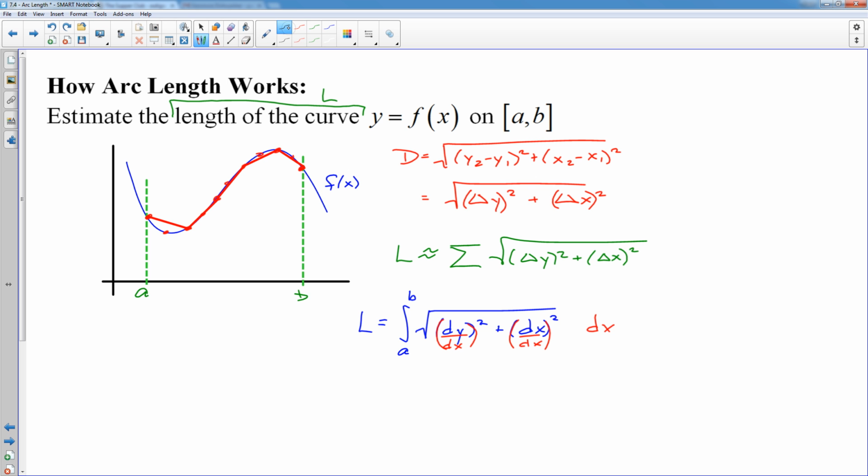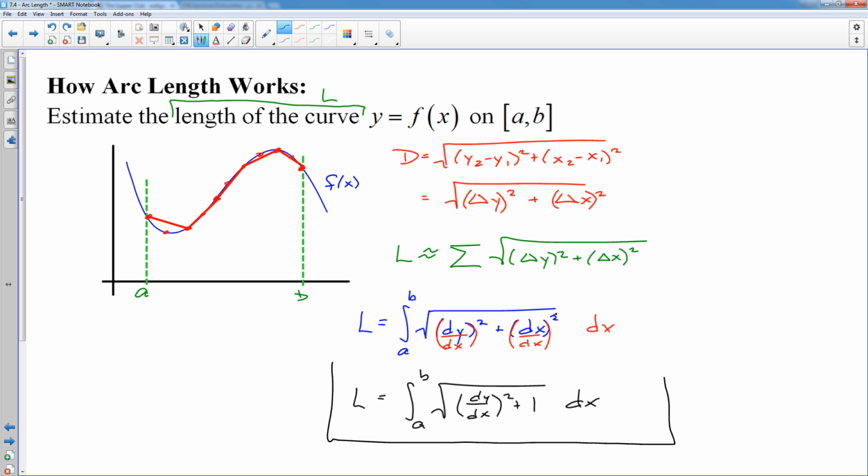And then my arc length formula will turn into the antiderivative from A to B of the square root of dy/dx, which is simply the derivative of your function with respect to x, squared, plus dx/dx, which is 1 squared, is still 1, dx. That is the formula we're going to use for arc length. The square root of (dy/dx) squared plus 1 dx, and then integrate that from A to B.